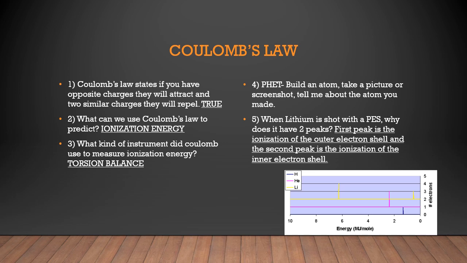When lithium is shot with a PES, why does it have two peaks? Well, when we look at this, it's the yellow line, and you're going to read this one from right to left, so the first peak is the ionization of the outer electron shell, and the second peak is the ionization of the inner electron shell. When you look at lithium, you can see that it has 3 electrons, and so the outer electron shell, this first peak, 1, is going to be this free electron leaving. This bigger peak, 2, it's later. It takes more energy to release these two, and they're a bonded pair. There's 2 of them, so it's a bigger peak than these other ones. So that shows you how many electrons are actually being released.